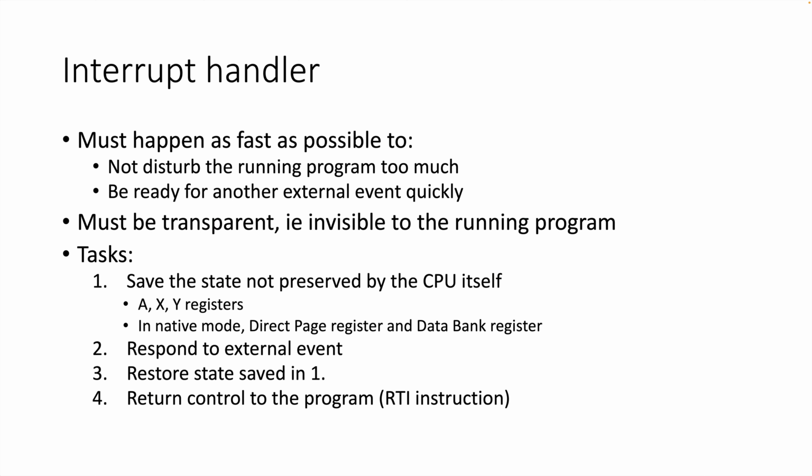After it has responded to the event, it should restore the state that it saved in the first point. And that's because we want the handler to be transparent. So after exiting, the state of the CPU should be identical as before. And then it needs to return control to the program using the RTI instruction. All right, so this is it for the theoretical overview of how interrupts work on this CPU. Let's go into our editor and start writing code to handle interrupts.